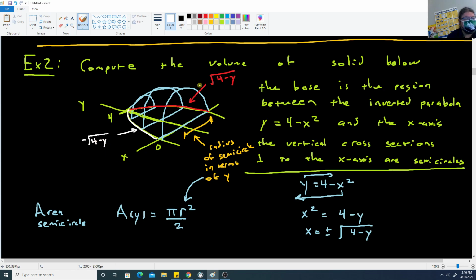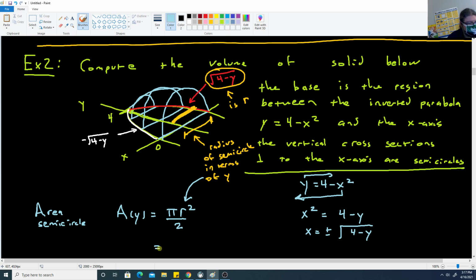So if I'm looking at my parabola and trying to figure out the radius of a semicircle in terms of y, if you're at a height here and you go over here, since this is x, this distance will be given by this equation here. This is the radius, the distance from the y-axis over to the parabola. Since the parabola is symmetric, that will be the radius we use to generate a semicircle from.